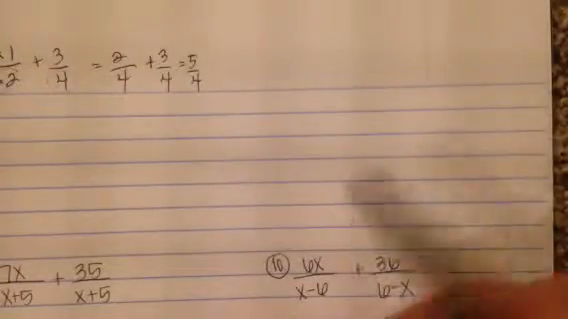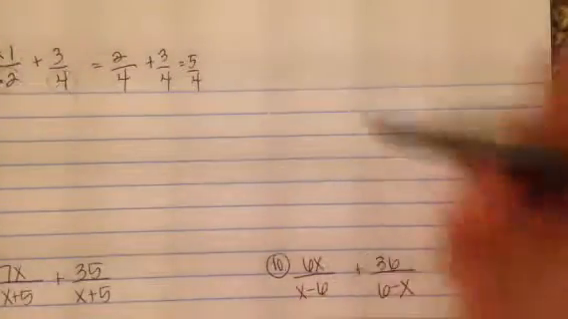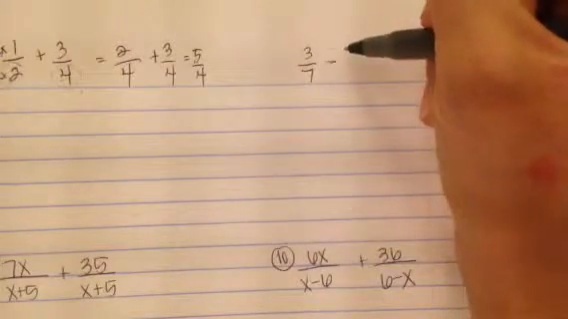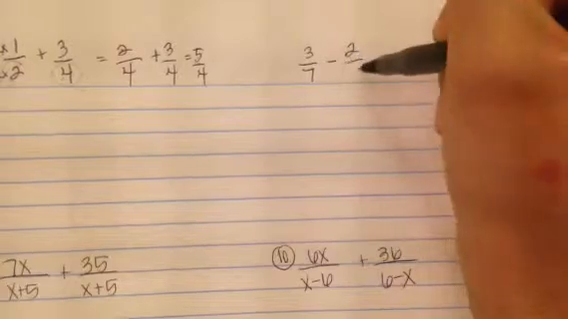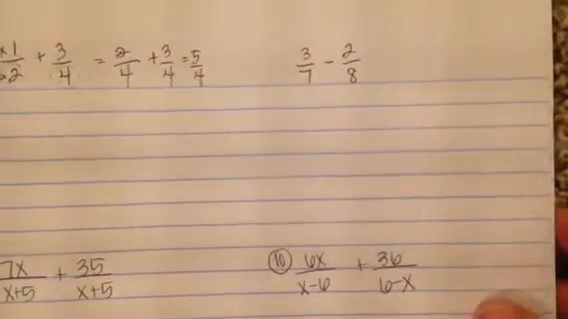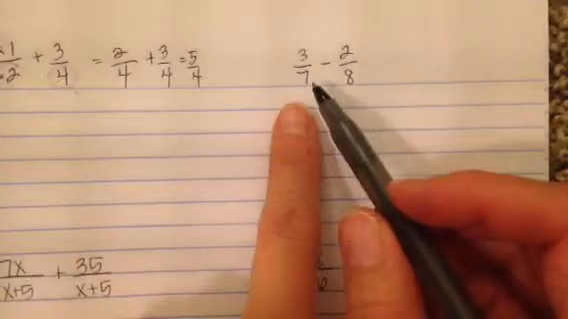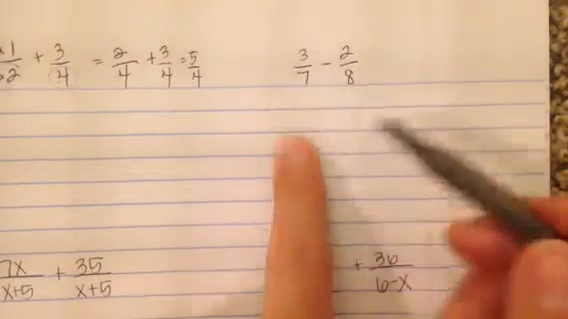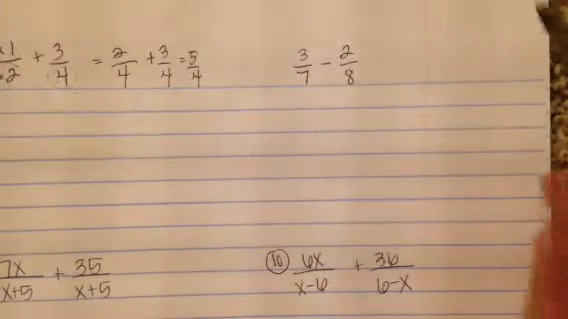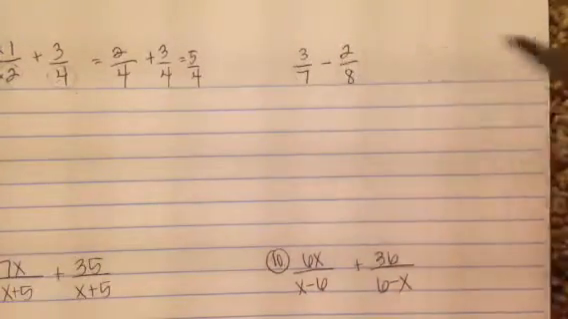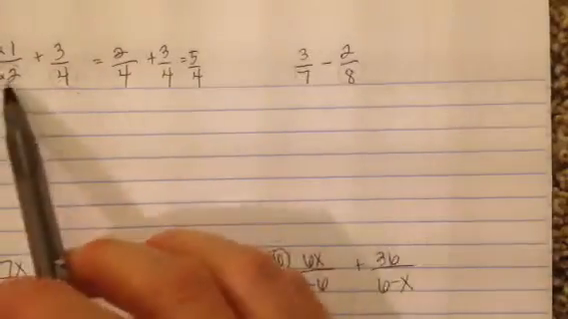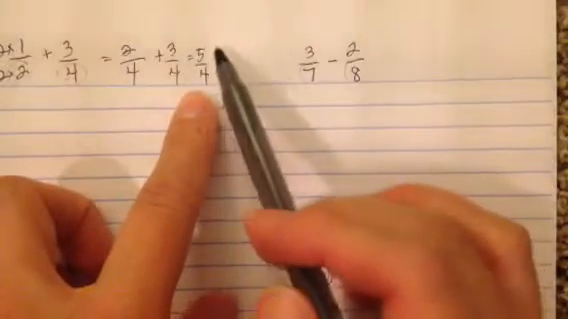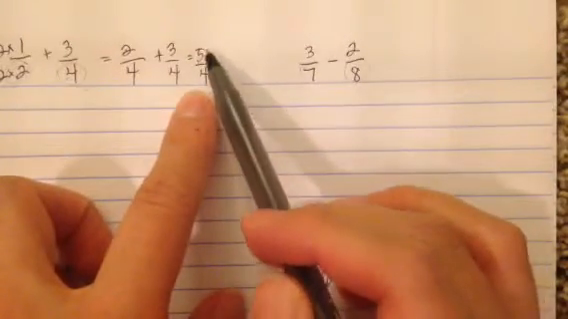Now if it were subtraction, it'd be the same thing. So let's say that I had 3/7 minus 2/8. Here I'm just going to have to find a like denominator, or common denominator. And in order to do that, really, you could just multiply those together. So back here, we could have multiplied these together and gotten 8 as a common denominator, and that would have been okay. We just would have gotten 10/8, which then you'd reduce to 5/4.